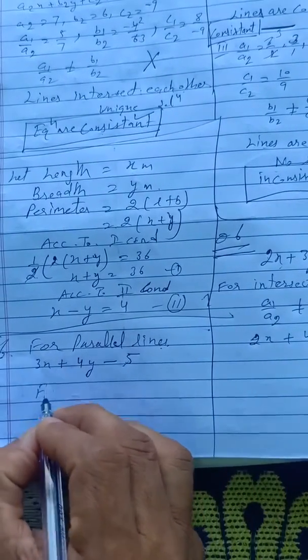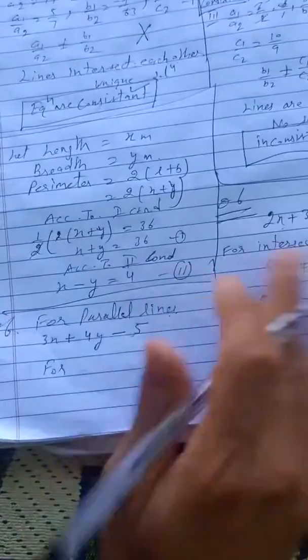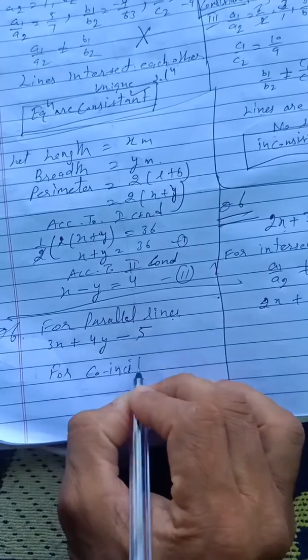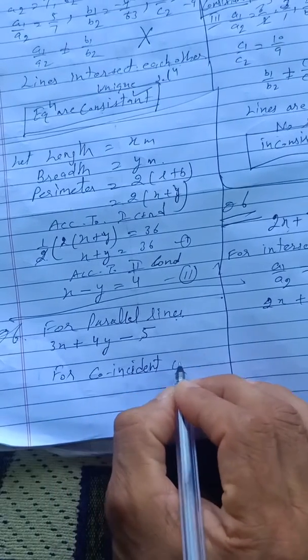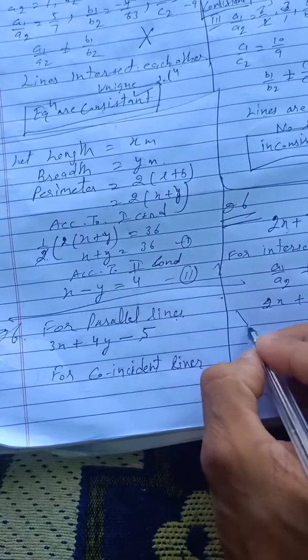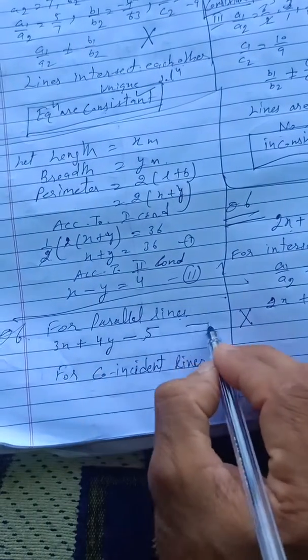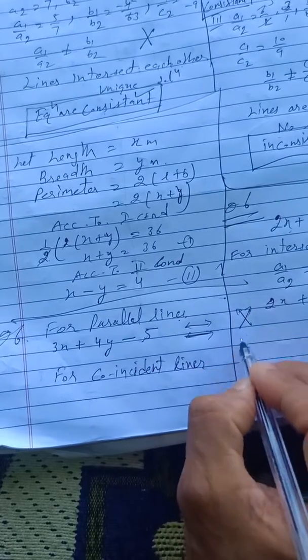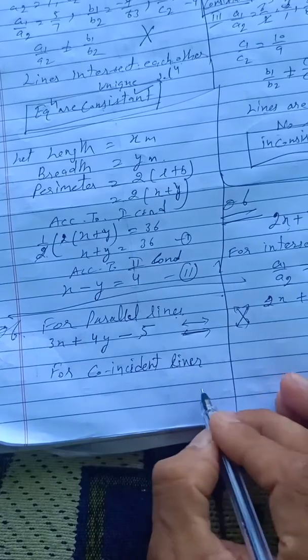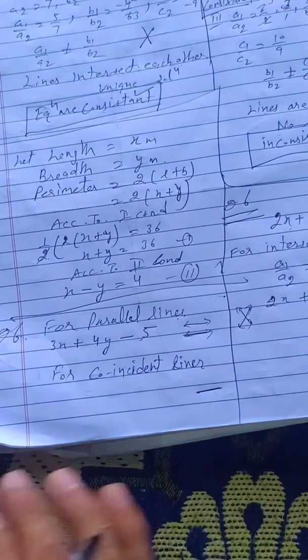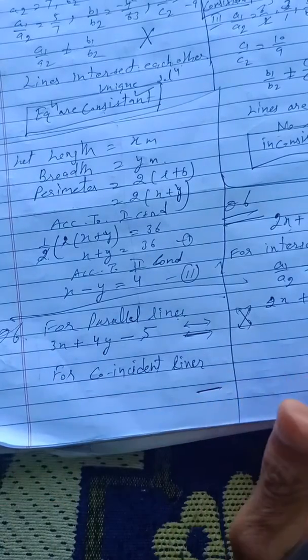For coincident lines, this is intersecting, this is for parallel. Now for coincident lines, it means one line lies on the other line. For that, all ratios should be equal.